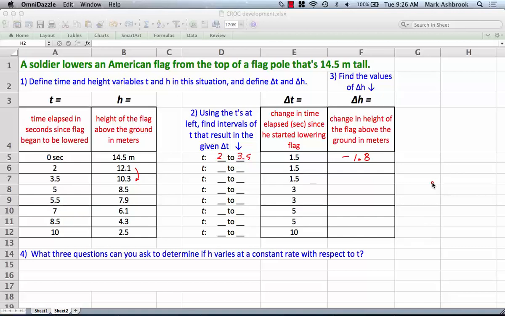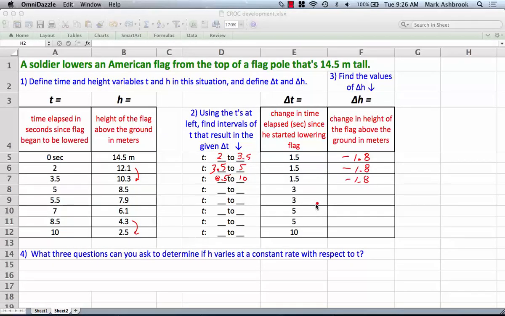Okay, April, give me another 1.5 that you got. From what to what? 3.5 to 5. And then what was your corresponding change in H? You also got negative 1.8 for that one. Garrison, give me another one for 1.5. Did you get a third one? Yeah, 8.5 to 10. And what'd you get for that change in H? Negative 1.8.